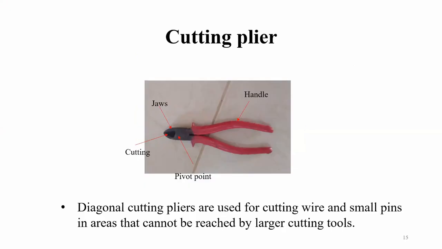And the other one is the cutting plier. This one is used to cut wires or any other small pins in an area that cannot be reached by the cutting tools. This one is basically a small tool and is used to cut wires or any other metallic wires in an area where large cutting tools cannot be used.